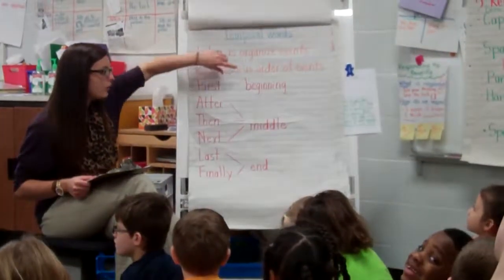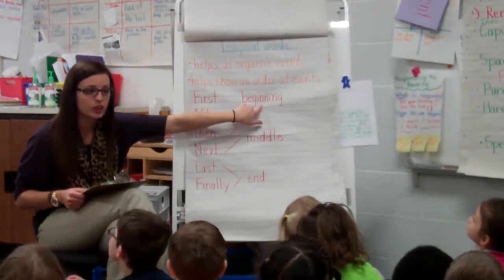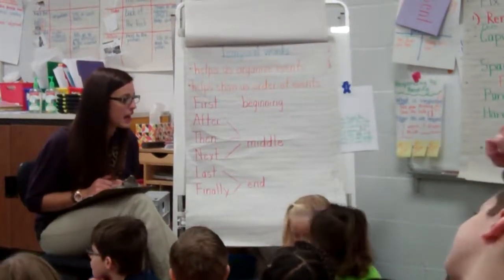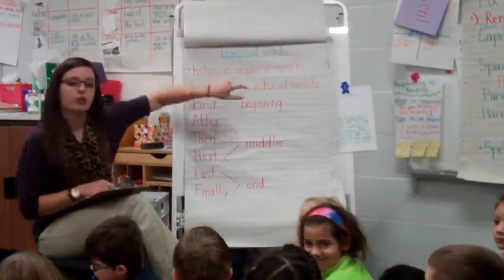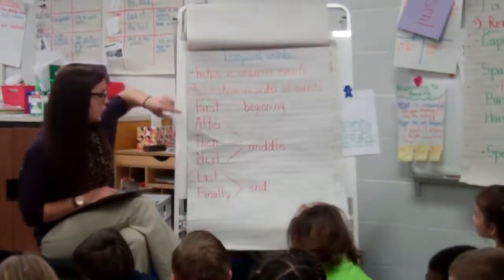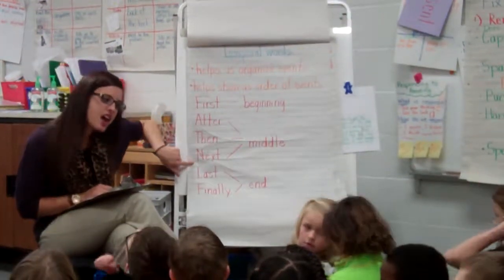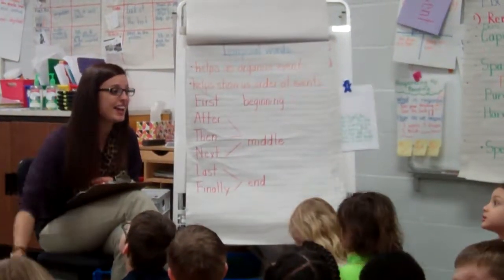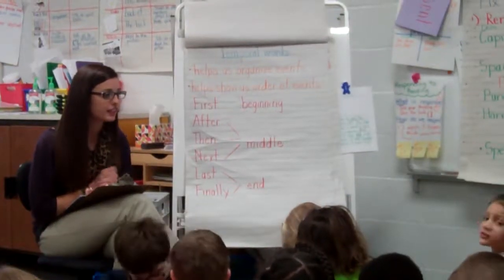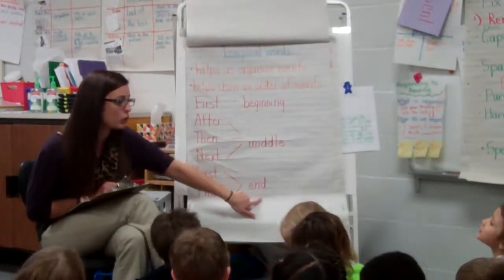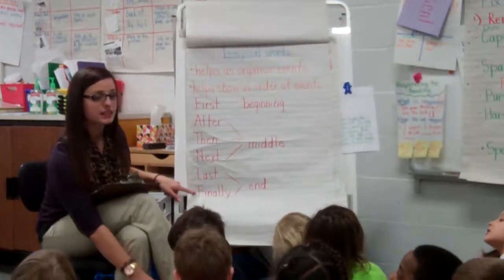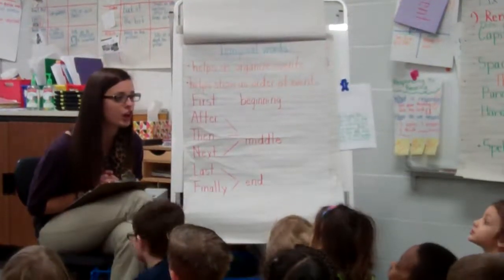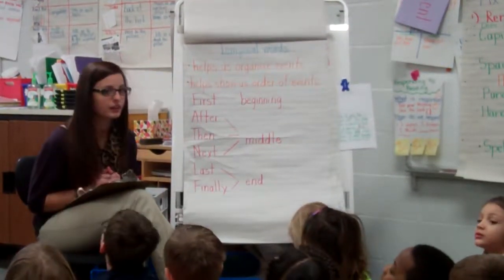So if we're retelling the beginning of a story, we can use the word first. So, first, Dawson got out of bed. If we're talking about the middle of a story, you could say after, then, next. I could say then Dawson ate breakfast. If I'm retelling the end of a story, I could use the word last, or I could use the word finally. I could say finally Dawson got in the car and came to school. At last he came to school.